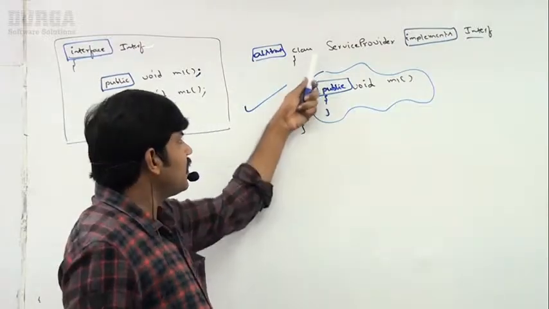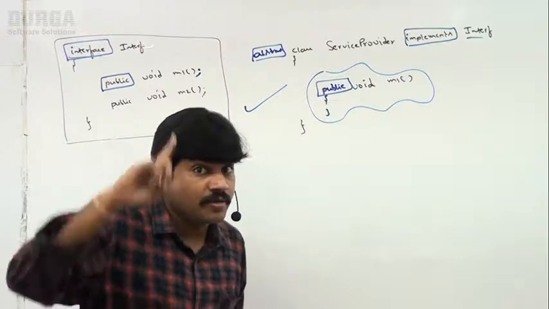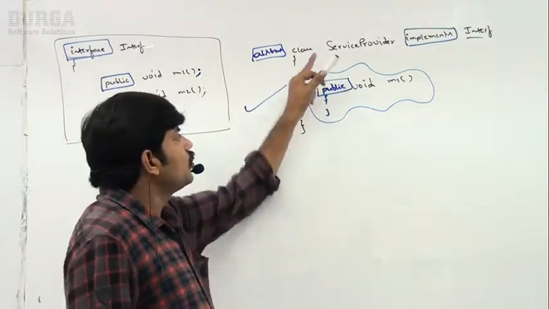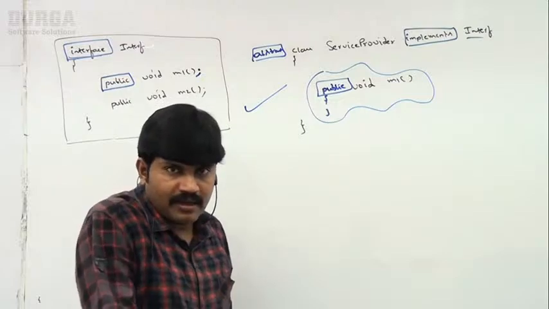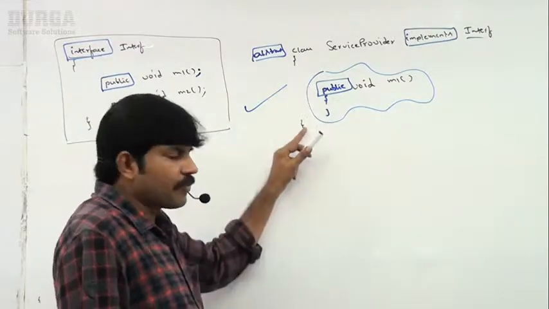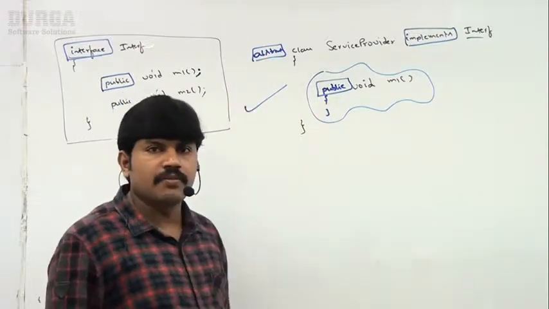Because you are telling it is not a complete class, it is a partially implemented class. Abstract class means partially implemented class. That's why happily it is allowed, no issue at all. Clear, friends? So, now two ways you can solve the problem: declare the class as abstract, or provide implementation for the M2 method. Any doubt about this?